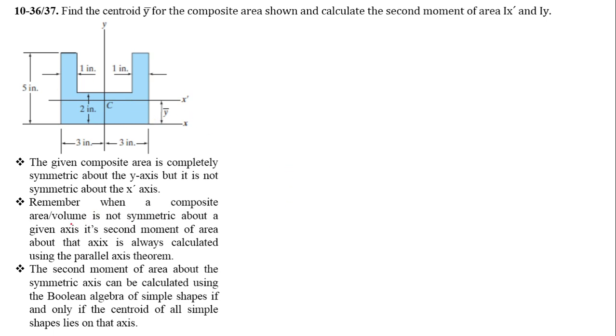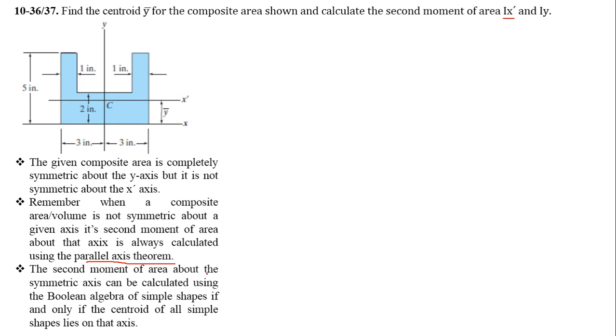Please note that about the x dash axis, this given composite area or shape is actually not symmetric. When a composite area or a volume is not symmetric about a given axis, its second moment of area about that axis is always calculated using the parallel axis theorem. So if you want to calculate Ix dash, which represents the second moment of area about the x dash axis, and this area is not symmetric about it, then you have to use the parallel axis theorem.